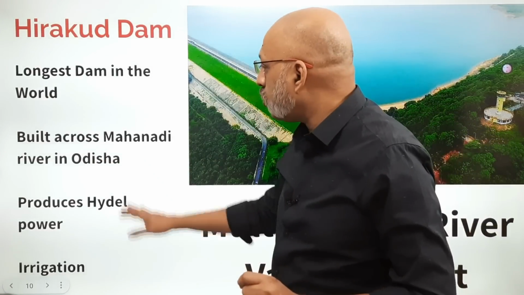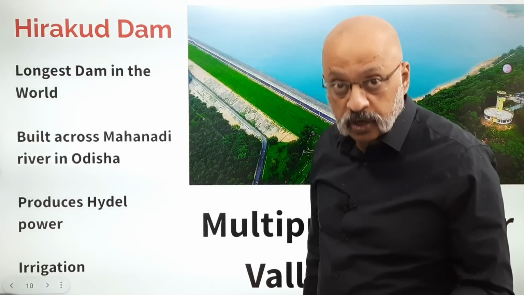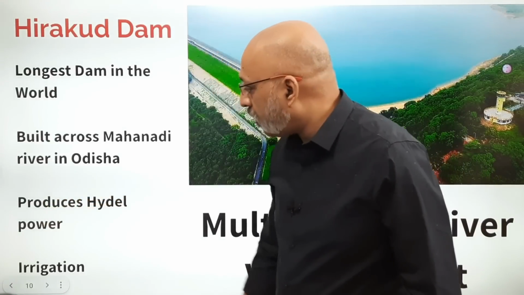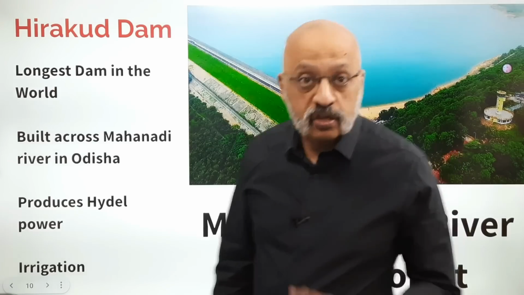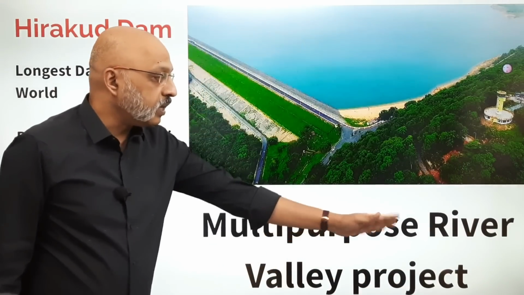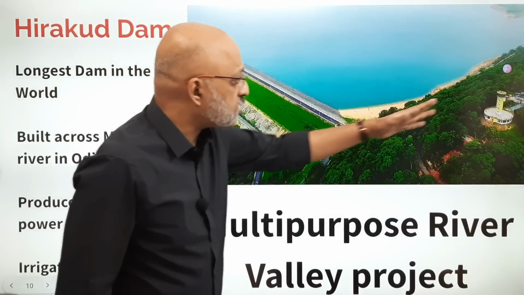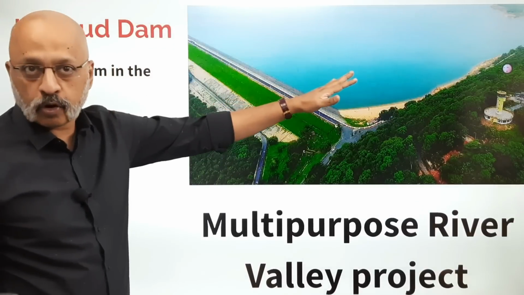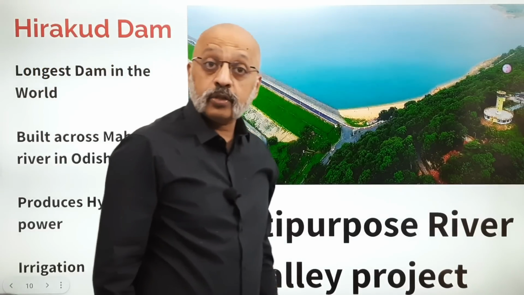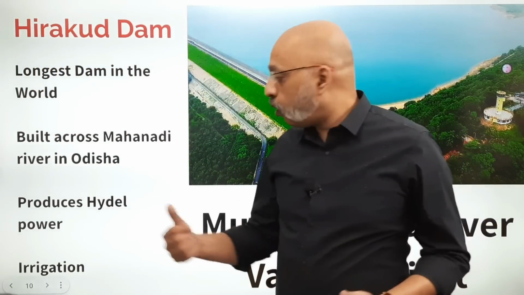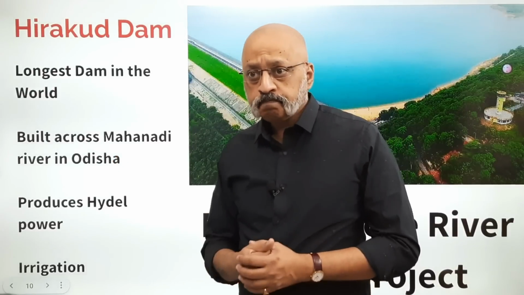It is built across the Mahanadi river in Odisha, the main river of Odisha. It produces Hydel power and it also helps in irrigation, which is why it is called a multi-purpose river valley project. You see the span of the entire project. This is from the Odisha tourism website that I picked up this photograph. So it regulates the flow of the Mahanadi river.